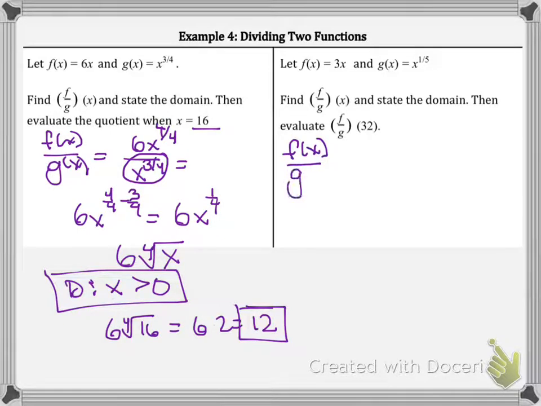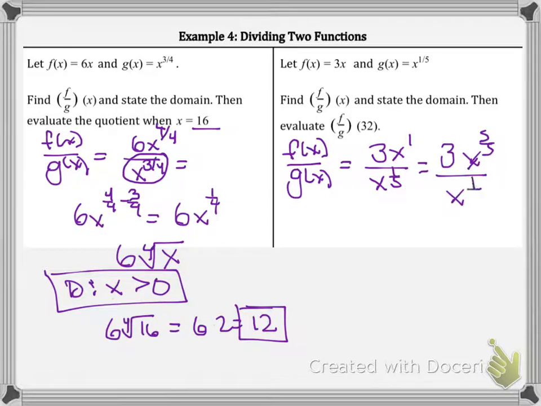So you're going to divide f of x over g of x. This is 3x over x to the 1/5 power. And so this is x to the first, or think about it as 5 over 5, 3x to the 5 over 5 over x to the 1/5. Then you can subtract the exponents of the like base. 5/5 minus 1/5 equals 3x to the 4/5.